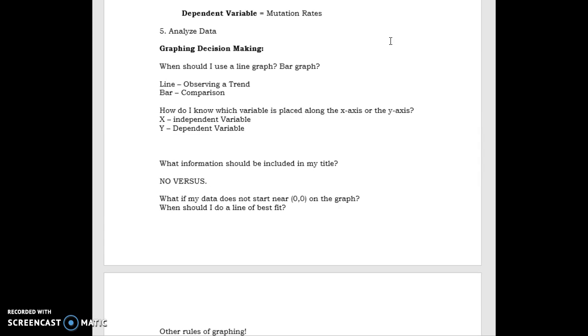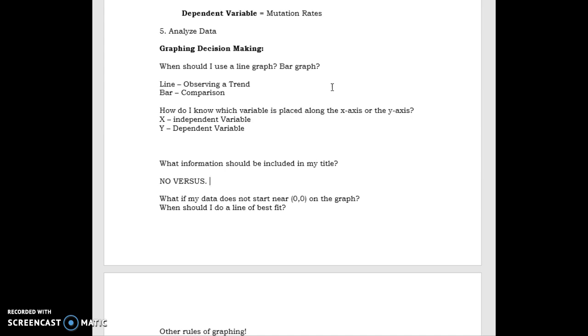When should I use a line graph and a bar graph? Students do get confused with this, and you have to understand what's the purpose of it. Line graphs, again, are for observing a trend. I'm looking at two things that have a correlation, where if I increase one variable, the other will also do something, whether it is go up or down. As long as there's a trend or a correlation, you're going to do a line graph. Bar graphs, comparison.